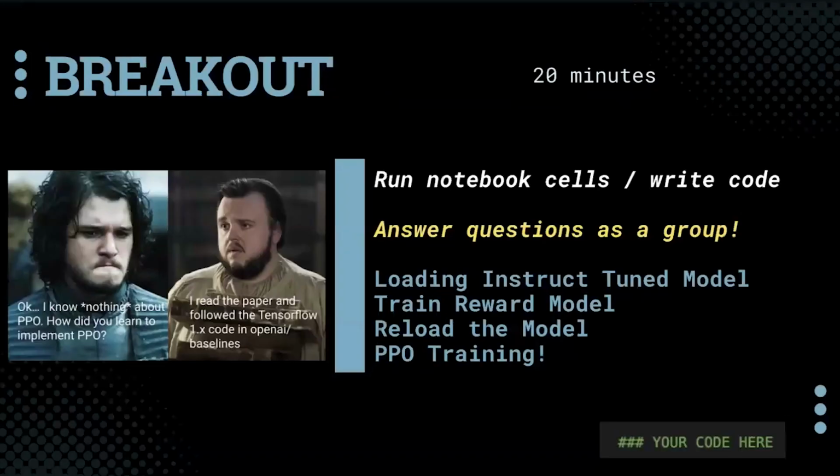So with that, let's get into breakout rooms. You're going to be loading the model, training the reward model, sort of getting rid of the model, but it's going to be held. You're going to reload it and then do the PPO training. You've got 20 solid minutes.